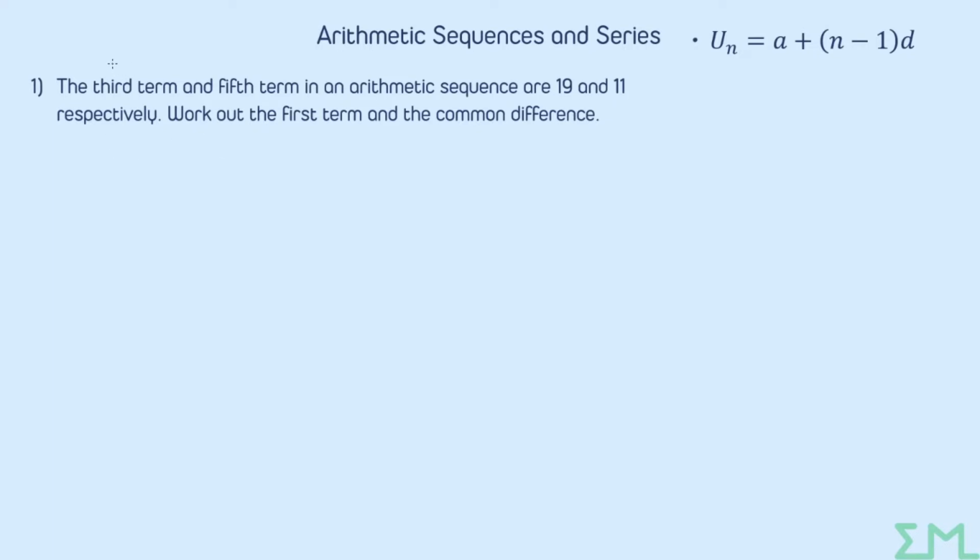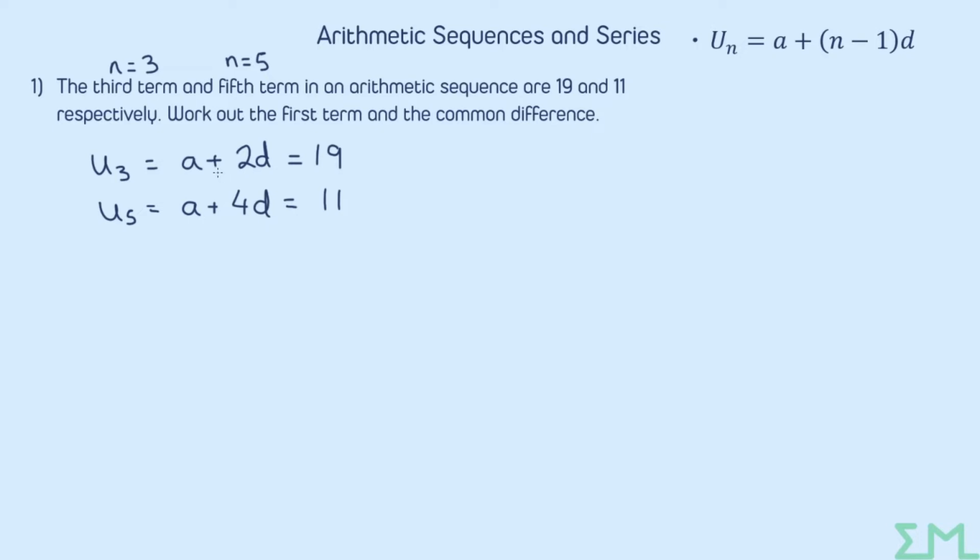So remember what we said, so third term, n is 3, that would be represented as u3. Now this would be written down in terms of the nth term formula as a plus 2d, remembering it's n minus 1 lots of d, and we can see from the question that this is equal to 19. We do the same for the fifth term, so n equals 5, so we can write down u5 will be a plus 4d, and this must equal 11.